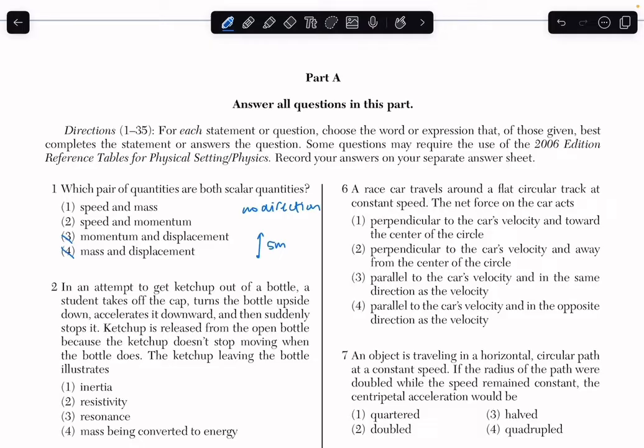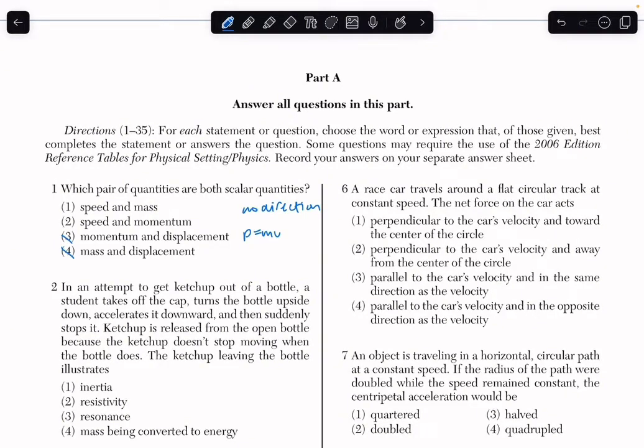Now we have 1 and 2 left. So speed is on both of them. Speed is a scalar quantity, that's correct. So it's either 1 with mass or 2 with momentum. So let me explain why momentum is a vector quantity. So momentum, the equation is p equals mv. v stands for velocity, so it's mass times velocity.